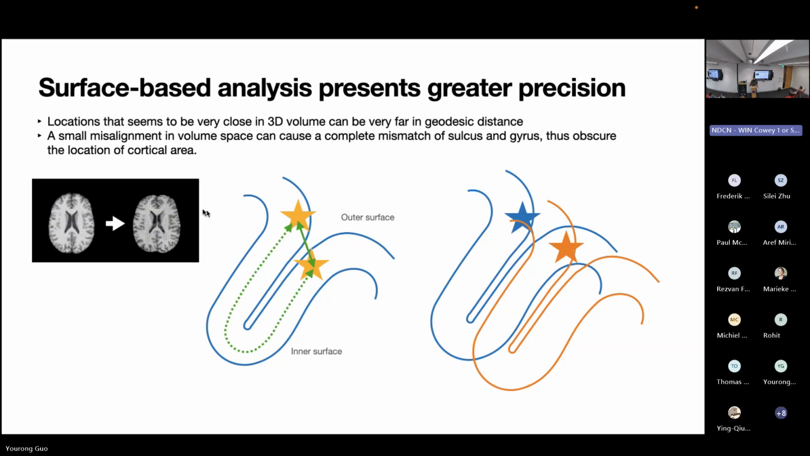And now if there is only a slight misalignment in the volume data, like this one in orange and blue, they're aligned to different sulci together, and then you are probably going to compare completely different functional areas in the brain. And this will cause a lot of uncertainty and error in your downstream research.